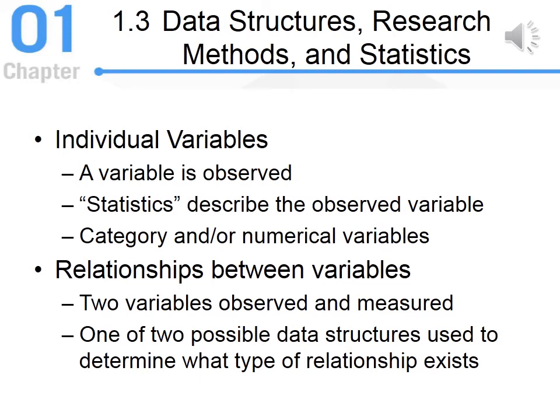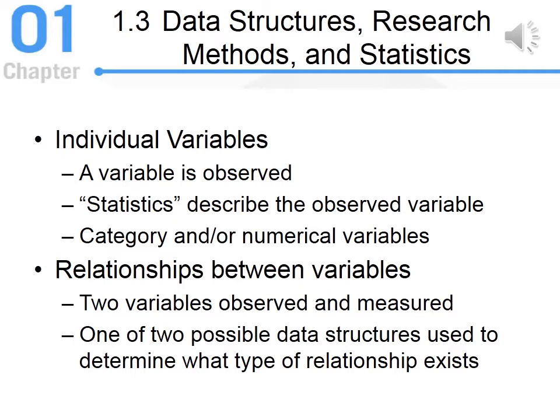Let's start a discussion about how research is actually conducted. One possibility is to study individual variables. In this case, a variable could be observed, and then statistics could be used to describe and/or categorize the variables that were observed. A more likely scenario, though, is that research is used to describe relationships between variables.